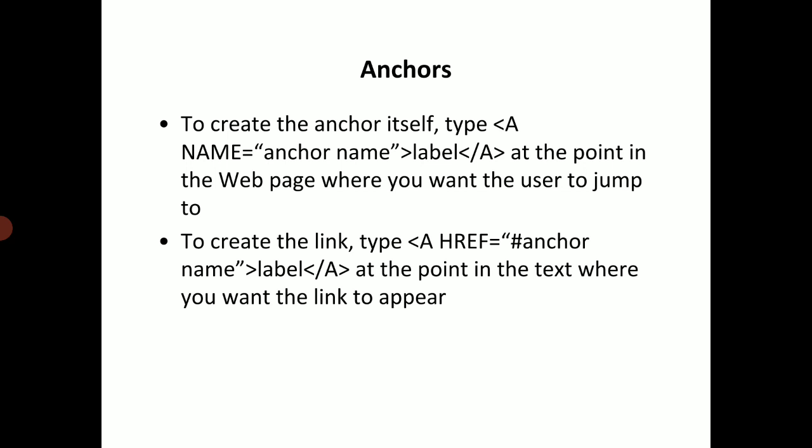Next is the text called the label. This is the text at the point in the web page where you want the user to jump. This is the place where the user wants to jump. Next, the second step is to create the link. Type a href equal to anchor name. Next, give the label at the point in the text where you want the link to appear. This is the link place.